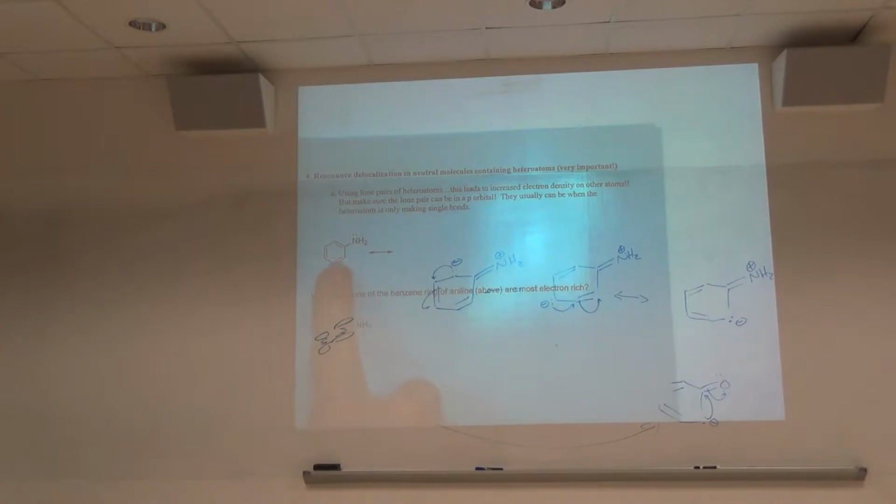By the way, up here real quick, how many p orbitals in the pi system? 7. How many electrons in that pi system? 2, 4, 6, and the lone pair makes 8. Okay.